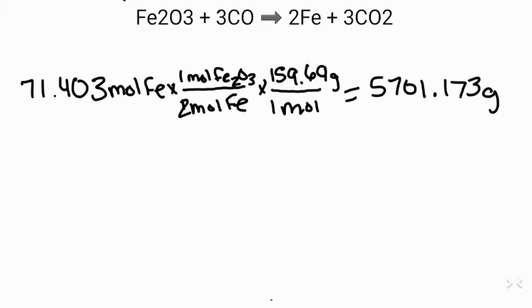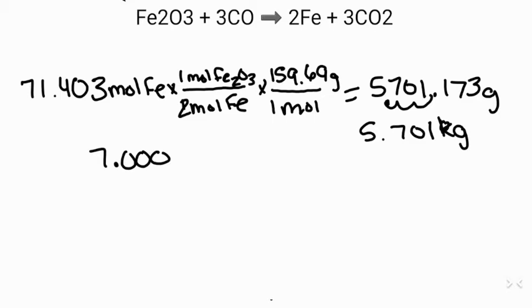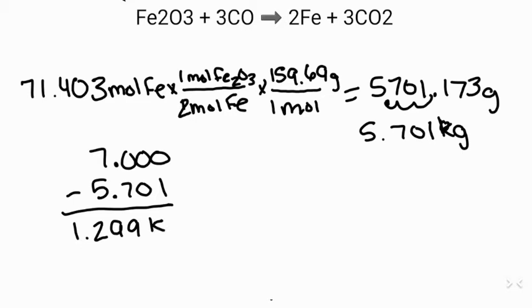And then the question is asking for kilograms, so we would move the decimal place 3 places to the left, excuse me, to get 5.701 kilograms of iron oxide. And going back to part A, in the reaction, we had 7 kilograms of iron oxide. So we're just going to take what we got in that equation, subtract it from the 7 kilograms, and from that we get 1.299 kilograms of iron oxide. And that is how much was left over of our excess reagent after the reaction was completely done.